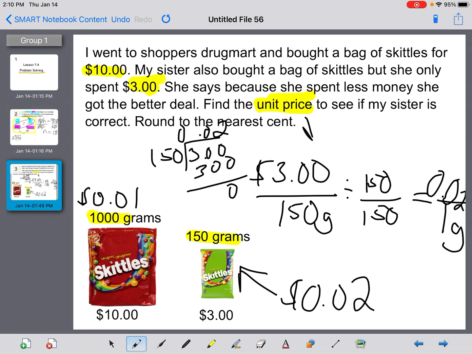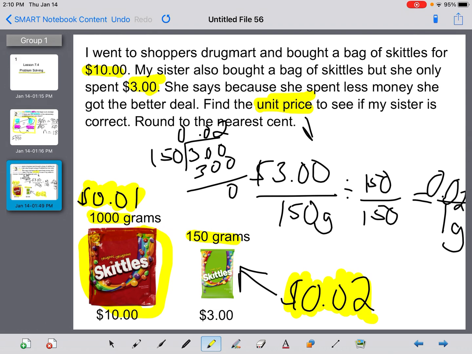So was my sister correct? In fact, she was incorrect, and she actually spent double the price of me, because she spent 2 cents for every gram, and I only spent 1 cent for every gram. And this kind of shows you that often, not always, when you buy the bigger item, you get the better price. Now, it doesn't mean that you always need that many Skittles, right? This is just a hypothetical.